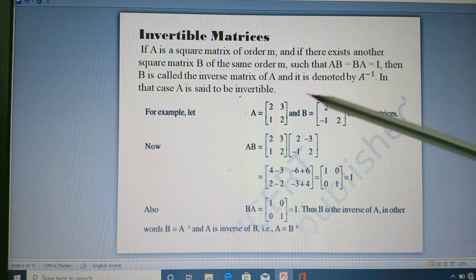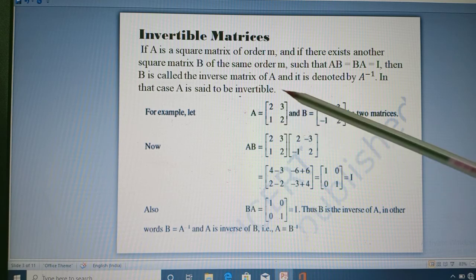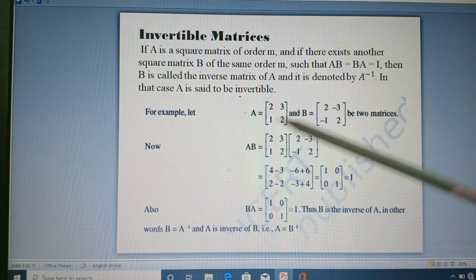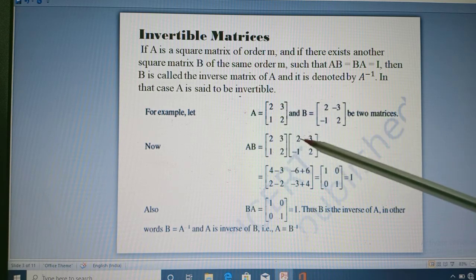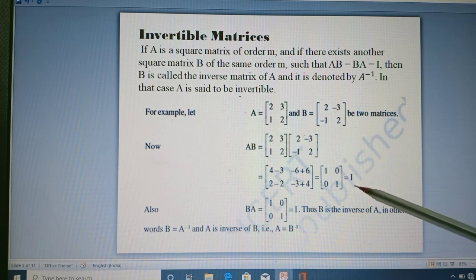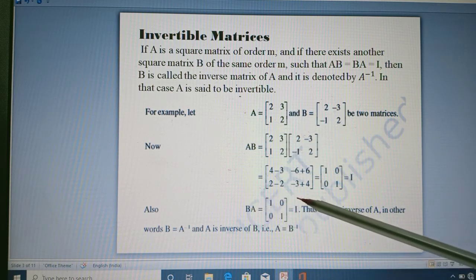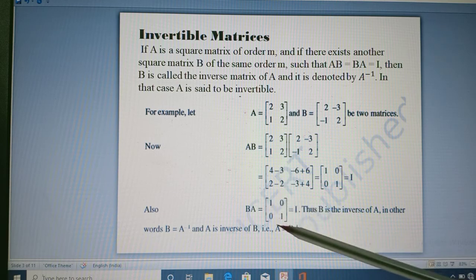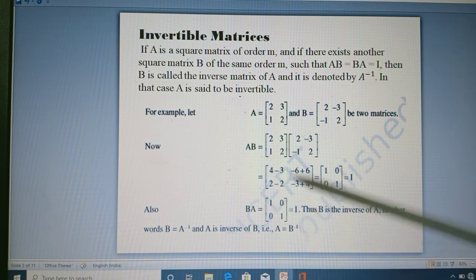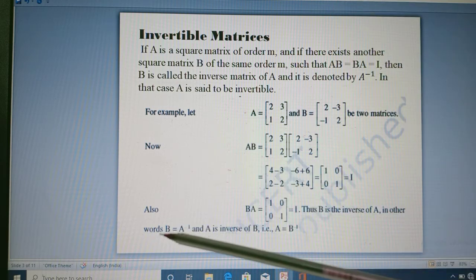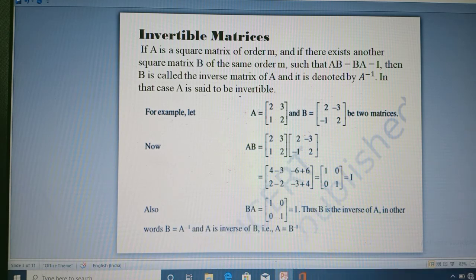One example is mentioned here. A is a matrix and B is a matrix. When you multiply these two matrices, we get the answer I. Similarly, BA also gives an identity matrix of 2 cross 2. Its answer is I. Then you can say that B can be written as A inverse. So I hope students understood what an invertible matrix is.